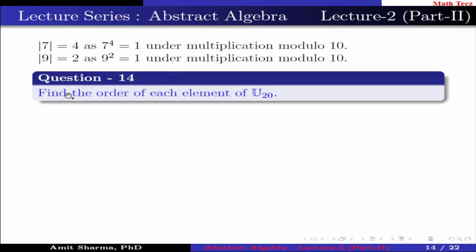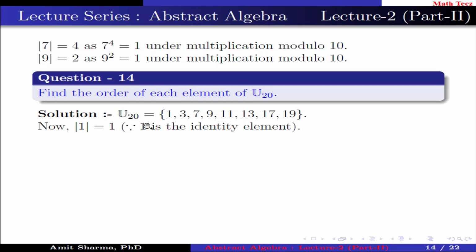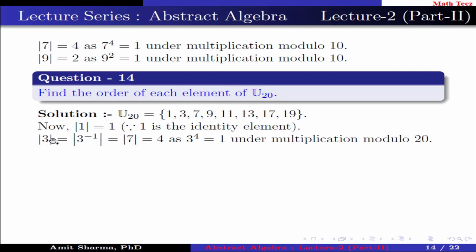Question number 14. Find the order of each element of U20. We know that U20 contains the elements 1, 3, 7, 9, 11, 13, 17 and 19. Now, the order of 1 is 1 because 1 is the identity element. The order of 3 equals the order of 3 inverse. The 3 inverse in U20 is 7, which means the order of 3 equals the order of 7, which is equal to 4 because 3 raised to the power 4 equals 1 under multiplication modulo 20.